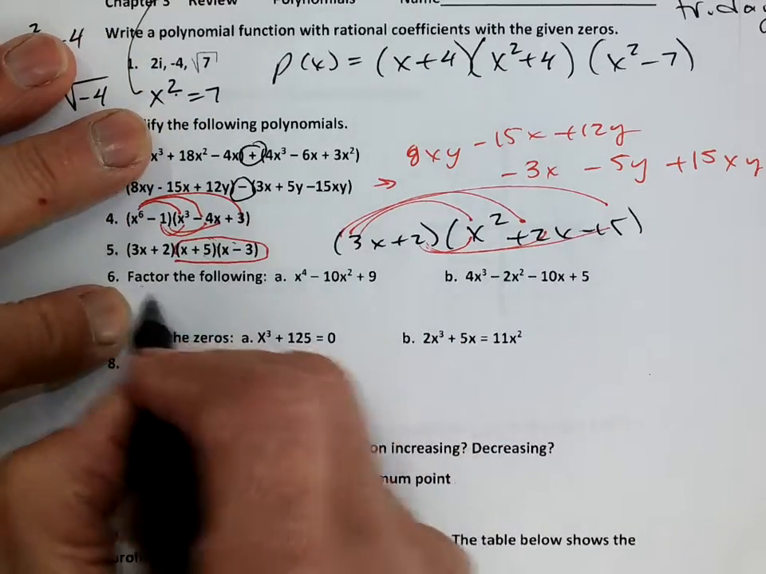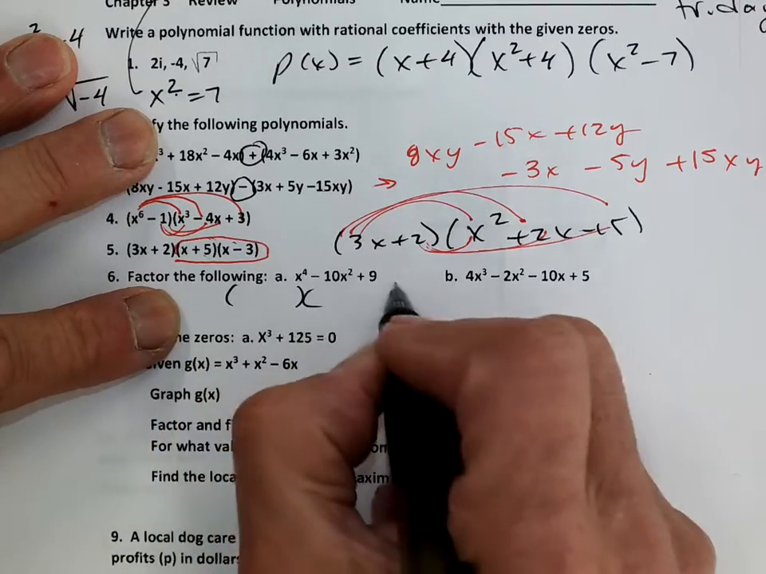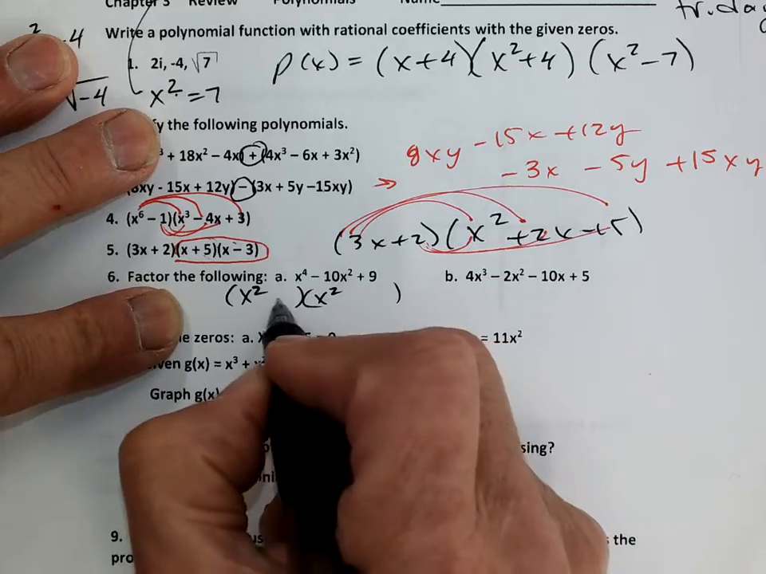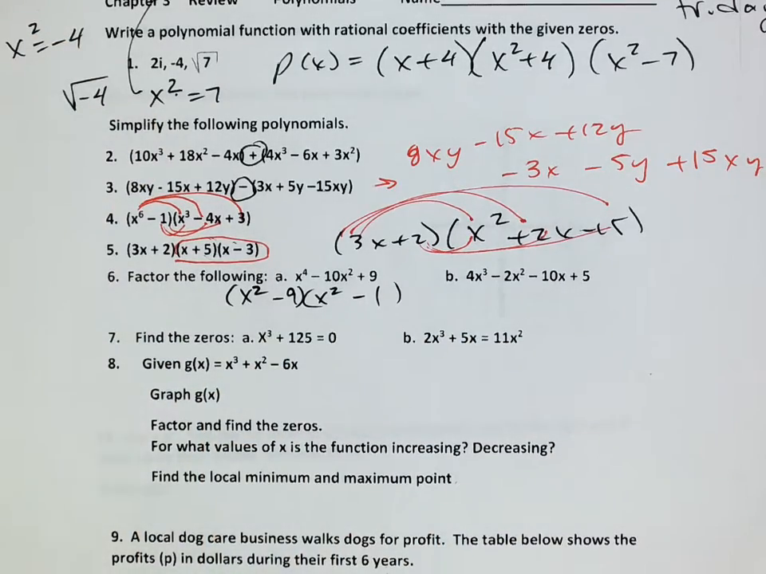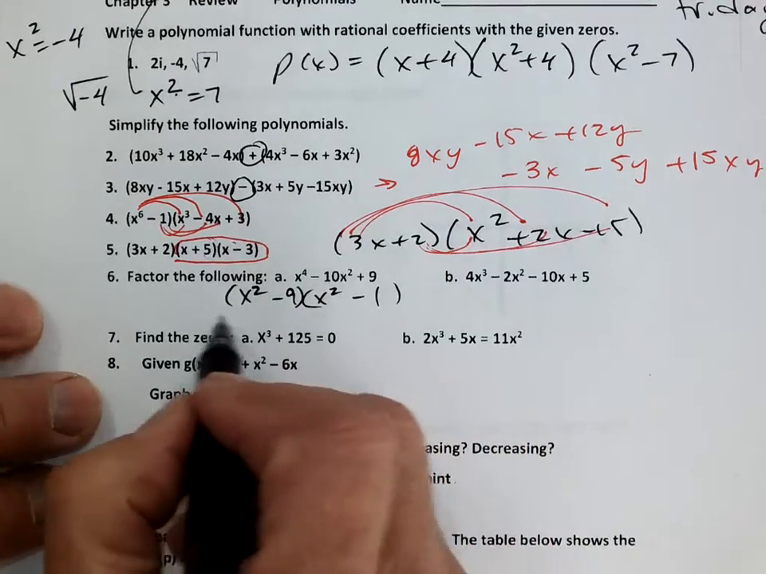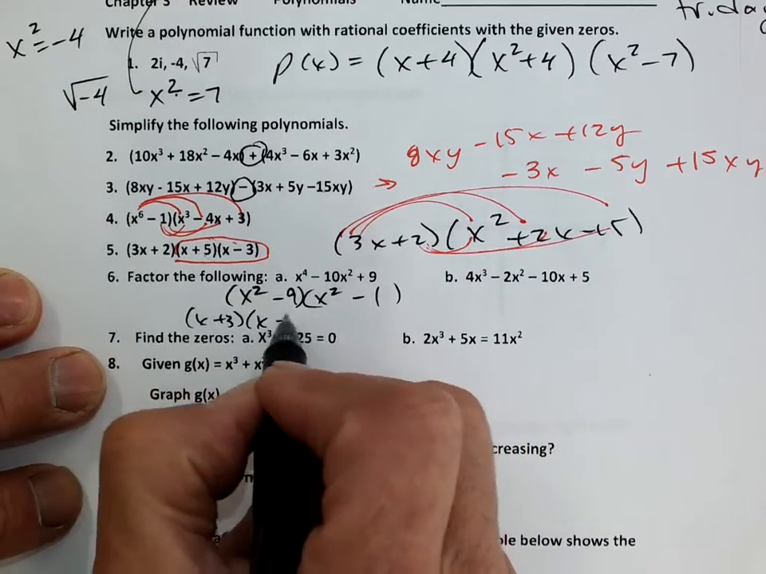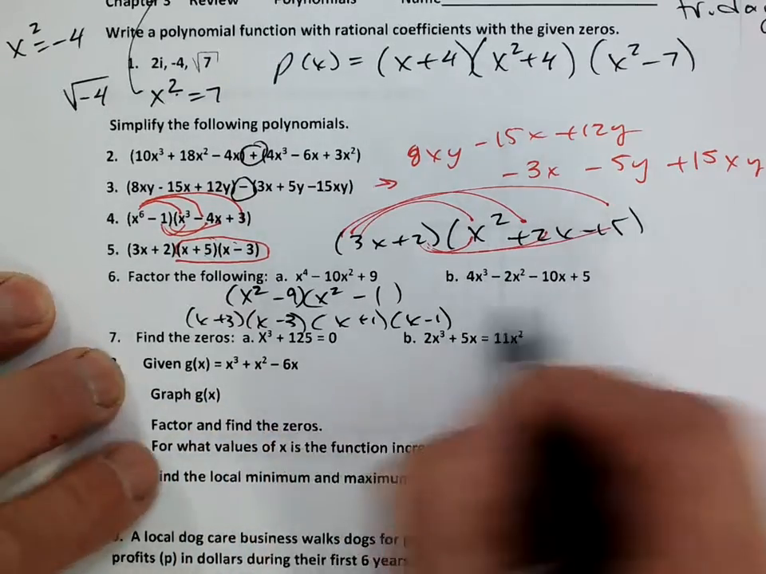6, I'm going to factor. It just says factor, never mind. So I'm going to probably need to factor twice. x squared minus 9 minus 1, okay? And then that'll factor again, x plus 3, x minus 3, x plus 1, x minus 1, okay?